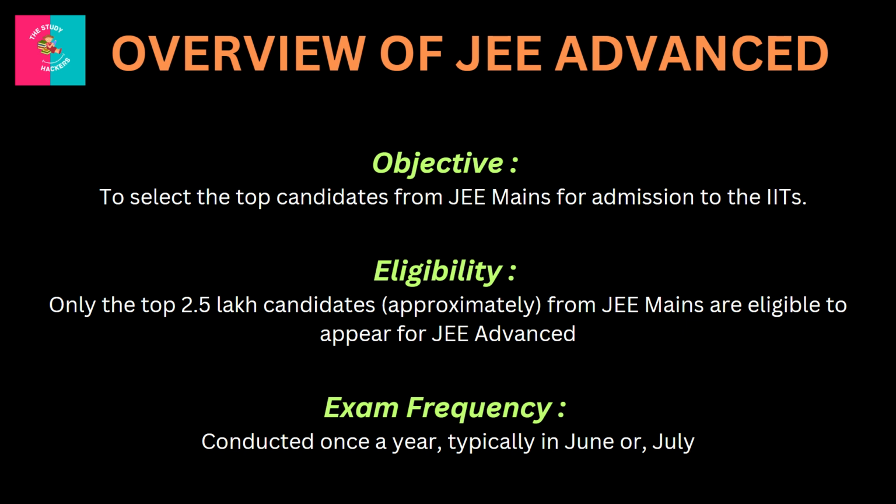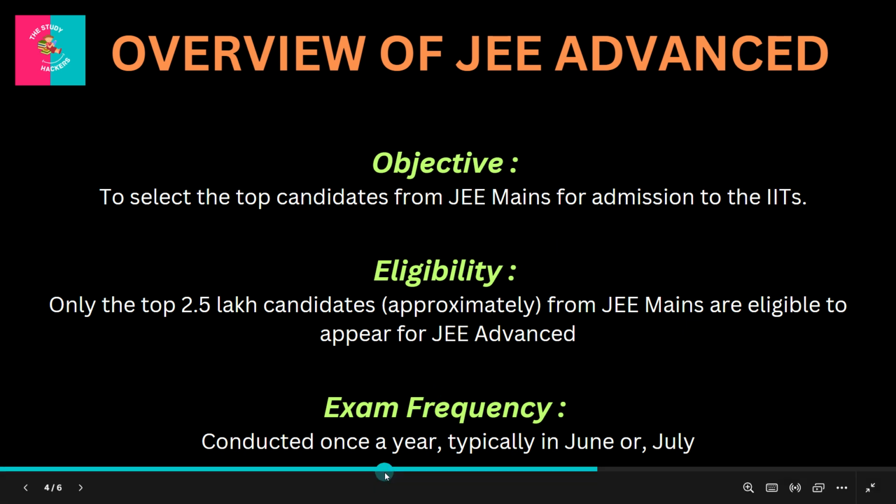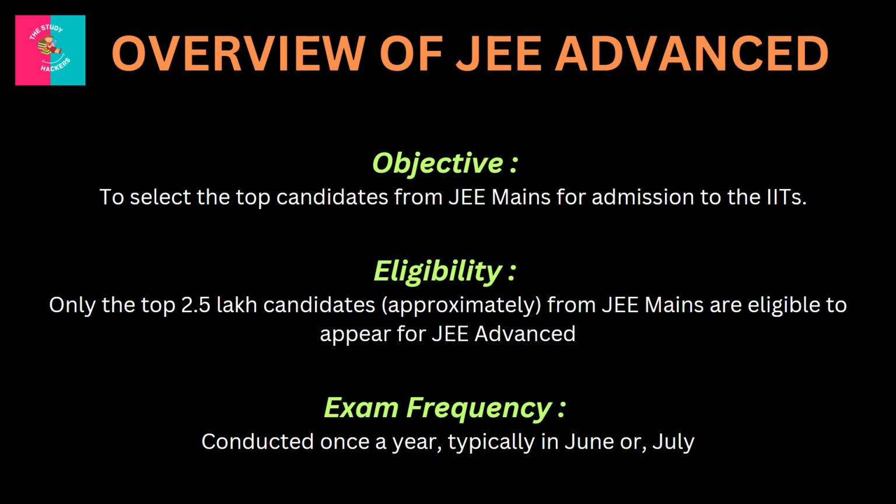Now, exam frequency. The JEE Advanced exam is conducted only once a year, and typically it is in June or July. It is after the JEE Mains exams, because the qualification is done only through JEE Mains. Okay? So when JEE Mains, which happens twice, is done, then JEE Advanced will take place.